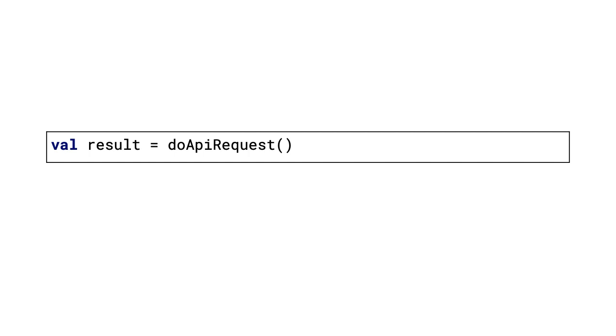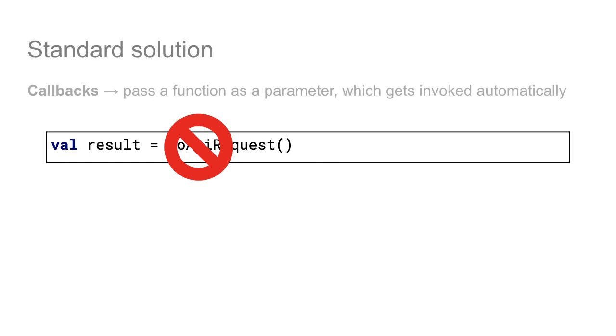What we'd like to be able to do is something like this, where we make a method which does the API request, and then we simply capture the return value in some variable. Unfortunately, if you've been doing Android for any amount of time, you'll know that this doesn't work because this would block the main thread. So the standard pattern on Android to do work like this is something called callbacks.